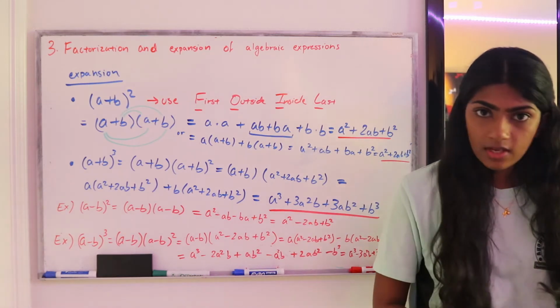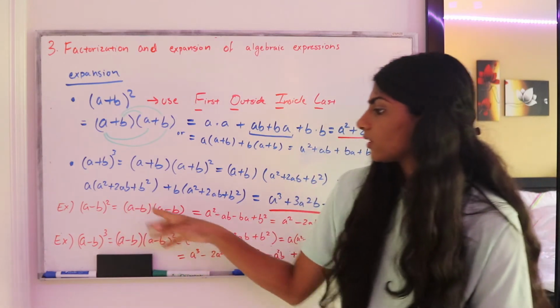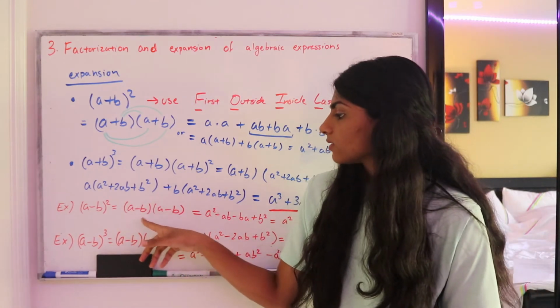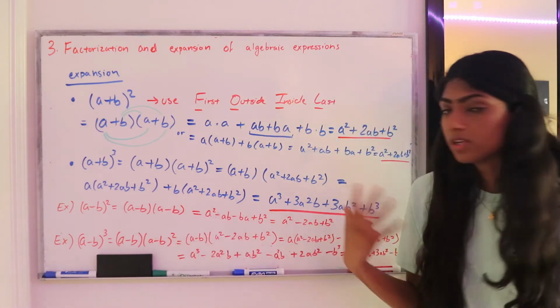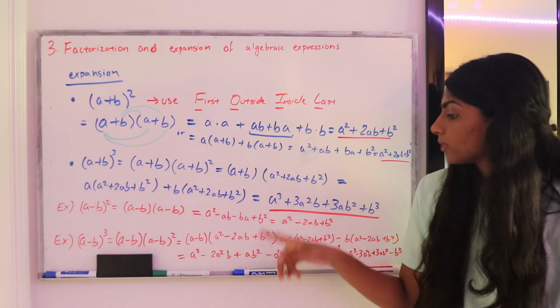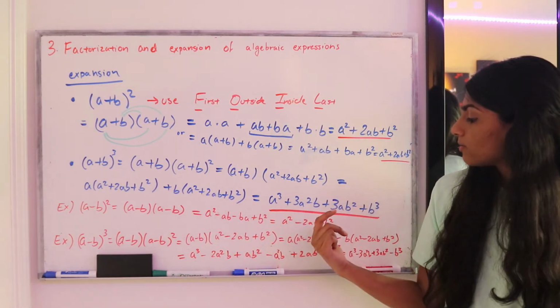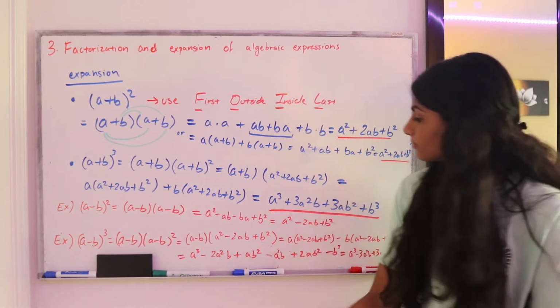So now let's try two examples. Let's try (a minus b) squared. To do this, we're going to expand it a little: do (a minus b) times (a minus b). Then I'm going to use FOIL, and we're going to do a squared minus ab minus ba plus b squared, and then combine like terms, and we get a squared minus 2ab plus b squared as our answer.